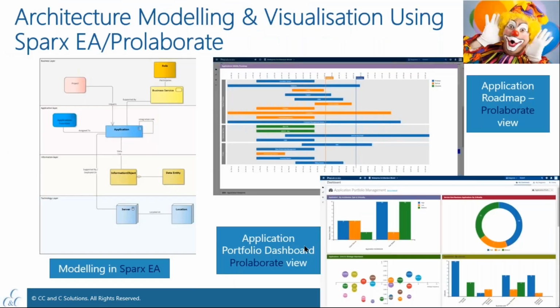So these are some of the models used in that. The left side is the simple meta model that was used for Sparx, and then this shows the application portfolio dashboard, and it also shows the application portfolio management in terms of systems, when they will be retired, when new systems will take their place, things like that. So that gives you a simple snapshot of some of the visualization that was produced.